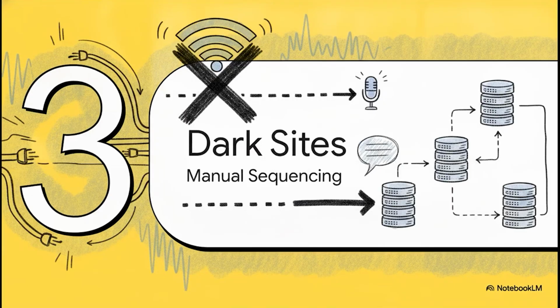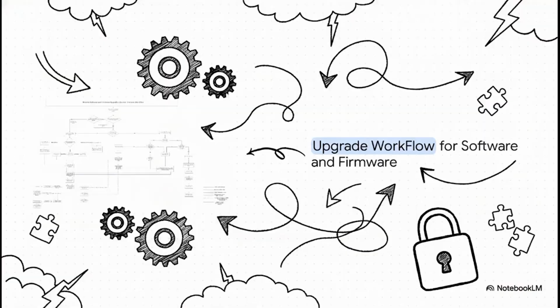All right, Section 3, Dark Sites Manual Sequencing. Just take a look at the official upgrade workflow for software and firmware.